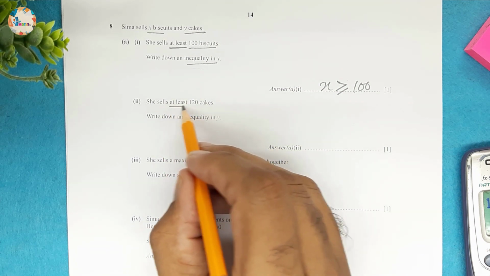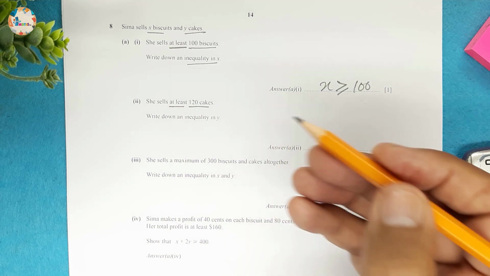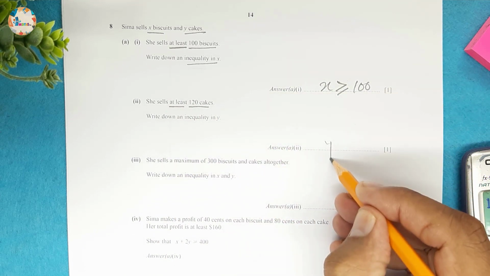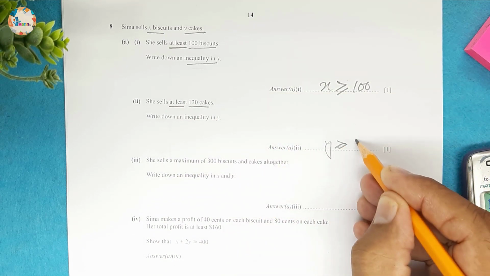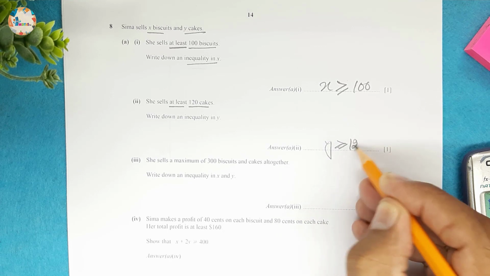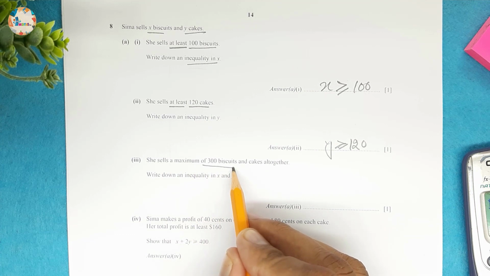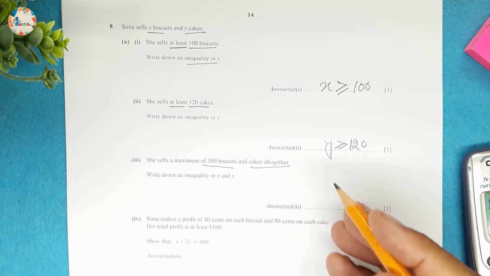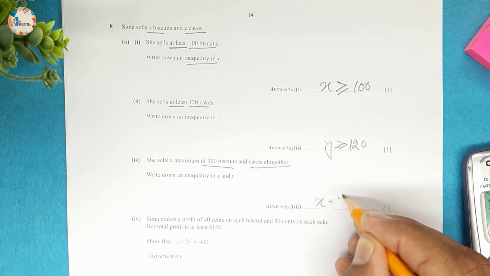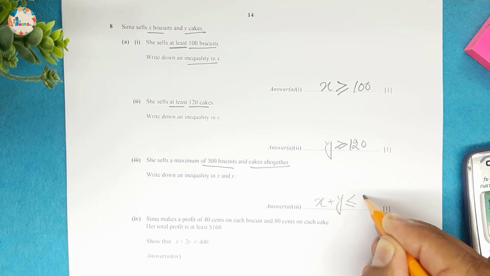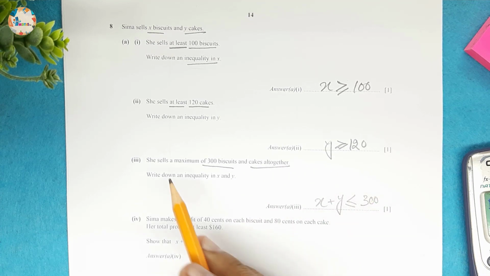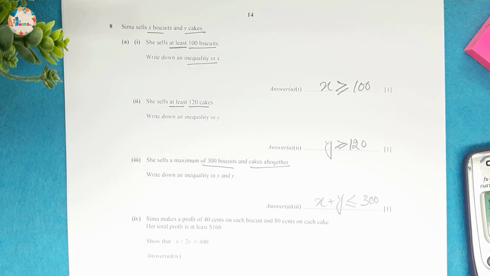She sells at least 120 cakes, so Y will be greater than or equal to 120. She sells a maximum of 300 biscuits and cakes altogether. So X plus Y is less than or equal to 300, because it's a maximum of 300.